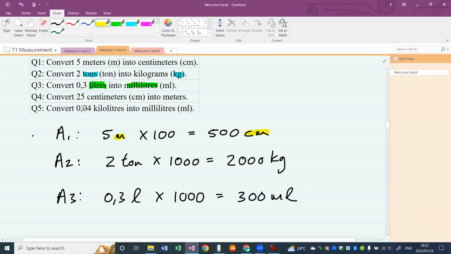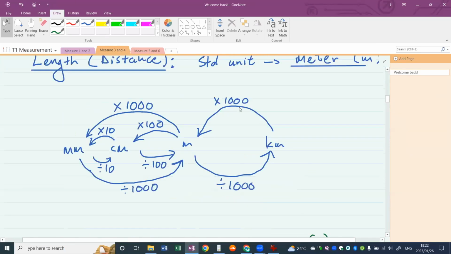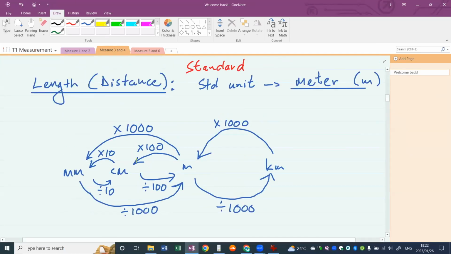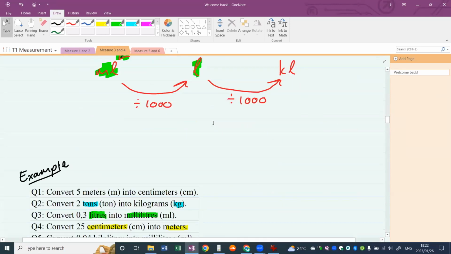Now let's look at the next question. I want to go from 25 centimeters back to meters. From centimeters to meters. Let's go up to our diagram here. I want to go from centimeters to meters, and I'm going to go up to meters. So that's this arrow, which means I need to divide by 100 this time. Going from a smaller unit to a bigger unit, I need to divide by 100.